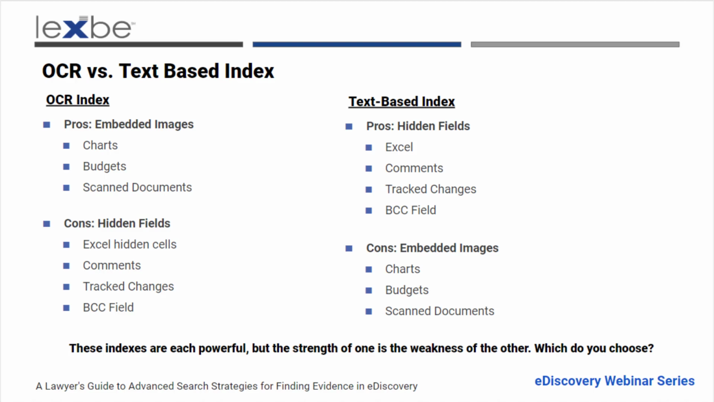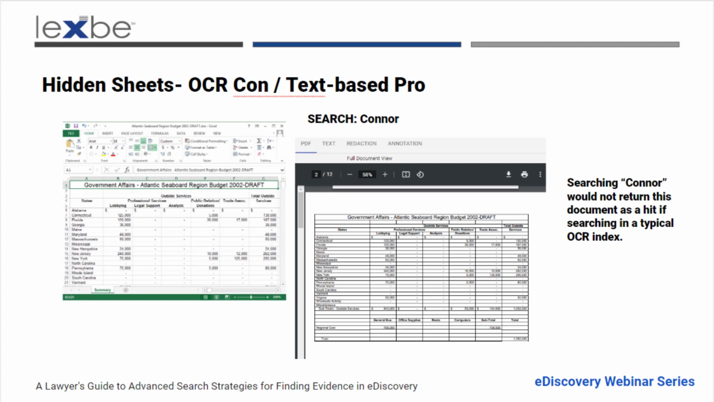So let's take a closer look at the example of hidden sheets. In an Excel sheet, you can have a tab at the bottom here. You'll see we're looking at this Excel sheet, Government Affairs, Atlantic Seaboard Region Budget. When you look at this document on its face, this is the document that was uploaded to the platform, which you see on the right is an example of Lexbe's Doc Viewer. This is the Summary tab. There's nothing else on this sheet. There is no indication that anything else is available.